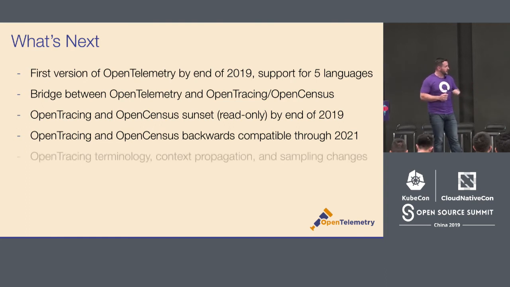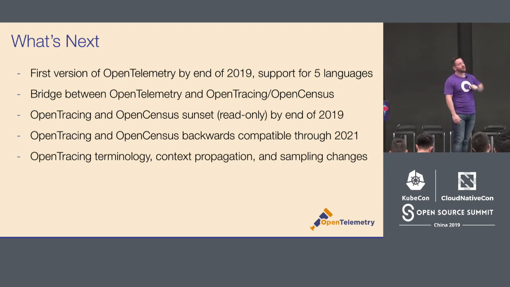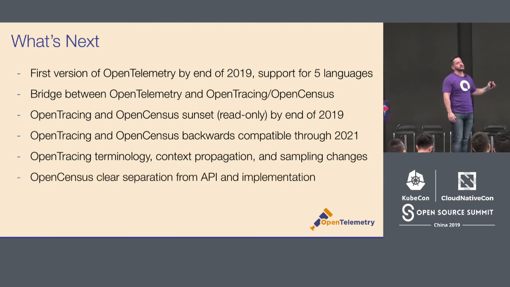And then OpenTracing has some changes to the terminology, the context propagation, and sampling, as I already mentioned. And OpenCensus will have a clear separation from the API and the implementation. Those are probably the key takeaways here from the differences as well as the compatibility and the merging between them.